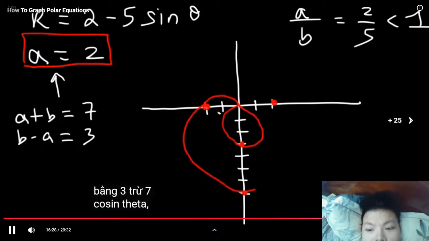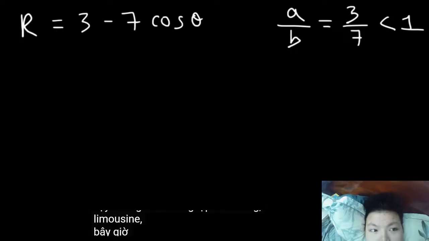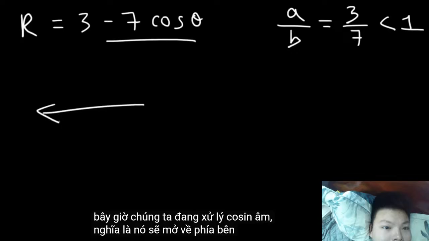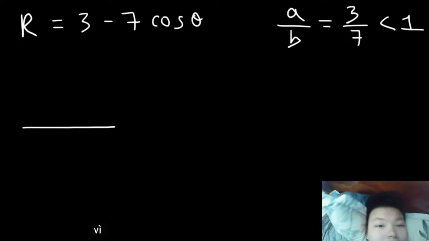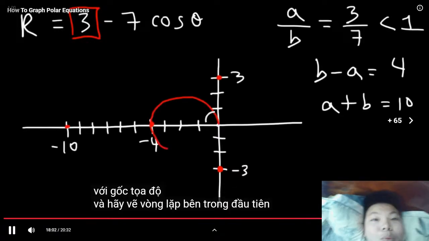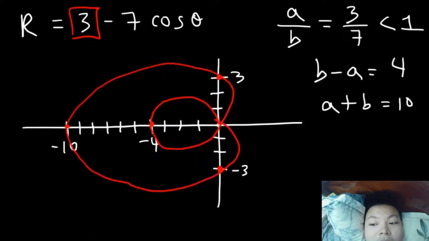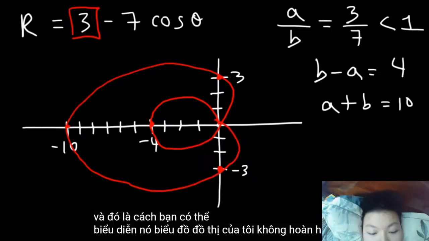So what we have is the inner loop limacon. Now, we're dealing with negative cosine, which means it's going to open towards the left. So the majority of the graph is going to be on the left side. And then let's focus on the outer loop. And so that's it. That's how you can graph it. My graph is not perfect, but at least that's the general shape. You get the picture.